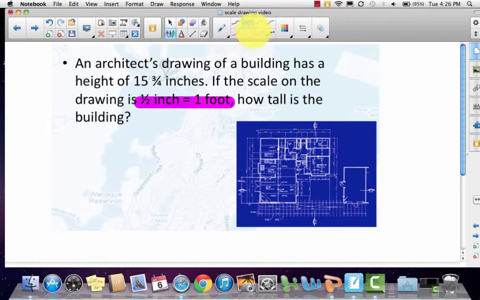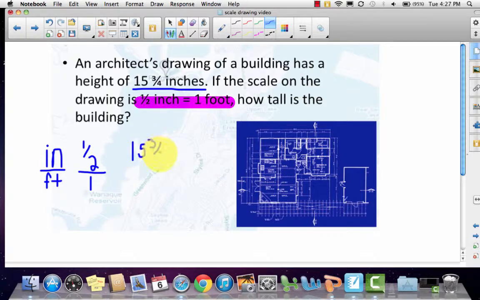So knowing that, I will set up my proportion, inches over feet, as those are the two units of measure. And then the first ratio is the scale itself. So 1/2 of an inch represents 1 foot. 1/2 over 1. Looking back through the problem, I can pull out another piece of information, which is that the height is 15 3/4 inches. And that measurement is inches, so I put it across from the label for inches, 15 3/4. The question is asking us how many feet tall is the real building, and since that's the missing information, that becomes x in my proportion.